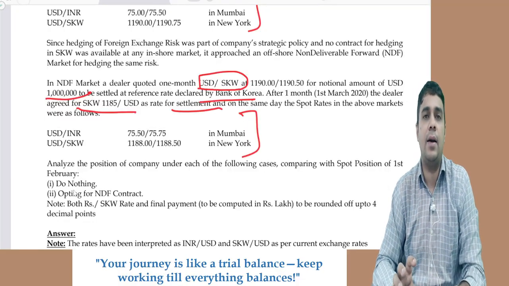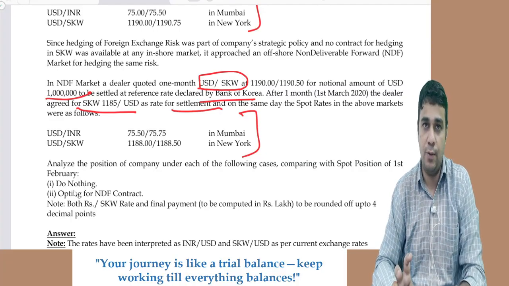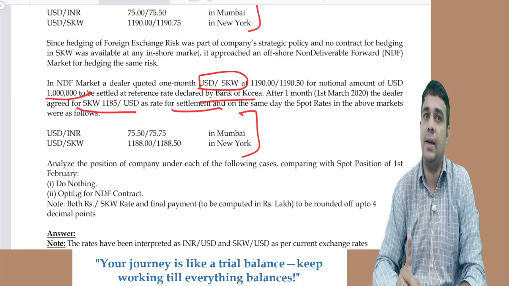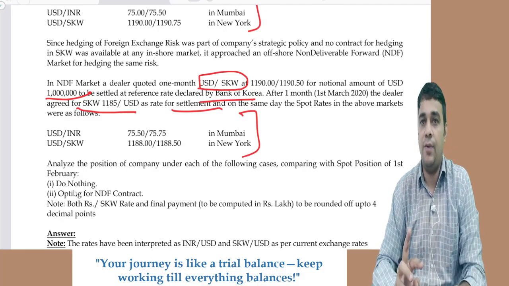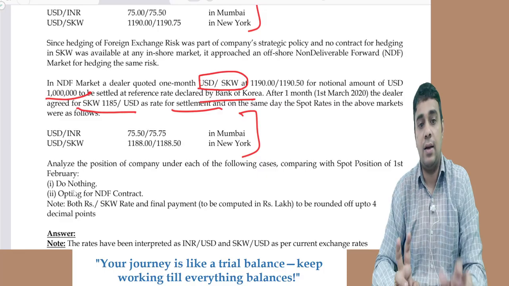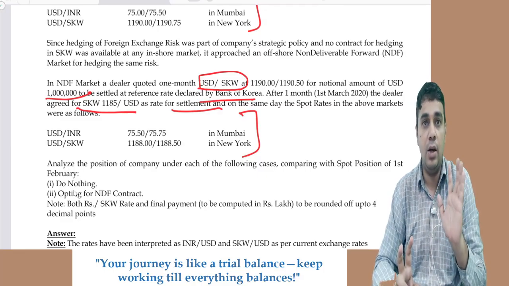In the NDF market, the dealer said the rate is 1190, 1190.50. Now, did I enter at 1190 or 1190.50? It depends on whether I'm taking a bid rate or the ask rate, or whether I'm buying it or selling it. For a notional amount of how much? USD 10 lakh. You have entered it for USD 10 lakh. There was nothing like USD 10 lakh given, but you went ahead and did USD 10 lakh.